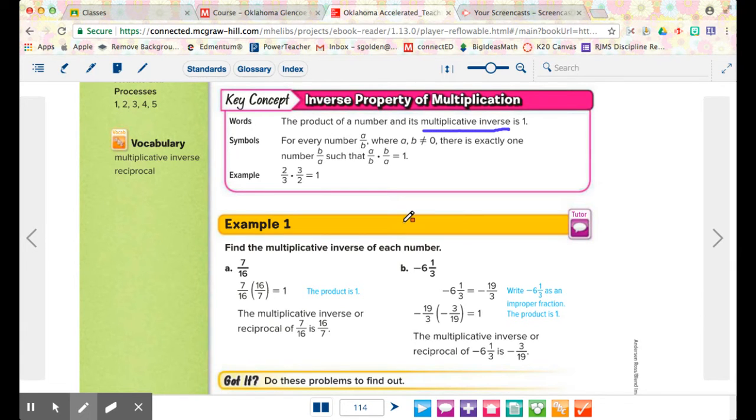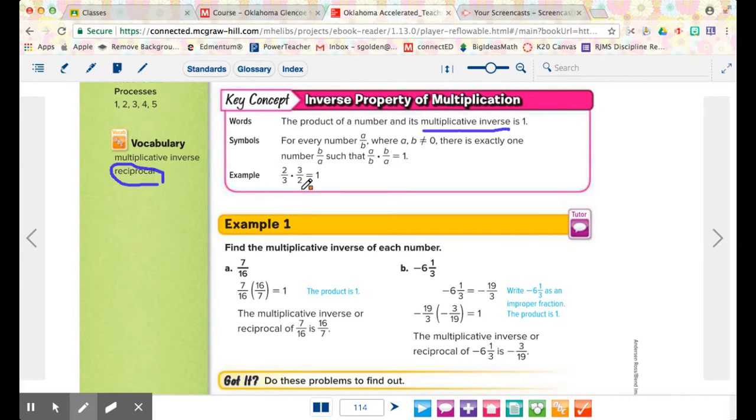Multiplicative inverse. So the product of a number, which means the answer to a multiplication problem, of a number and its own multiplicative inverse is always 1. So they give us an example here. So 2 over 3, a number's multiplicative inverse, or another key word for that is reciprocal, means you just flip it. So 2 over 3, we would flip it and say, okay, well, its inverse is 3 over 2.